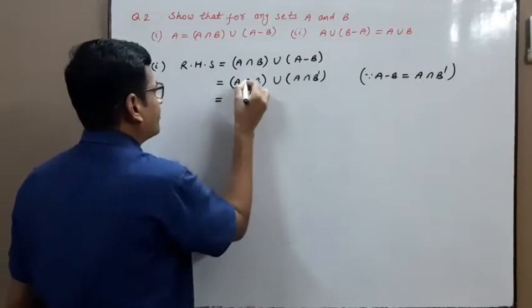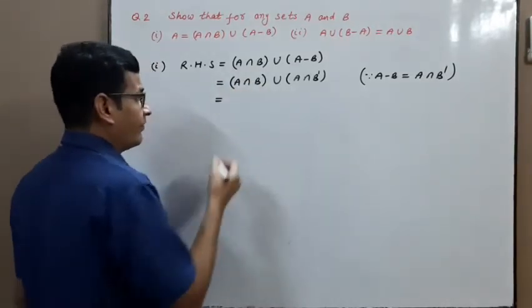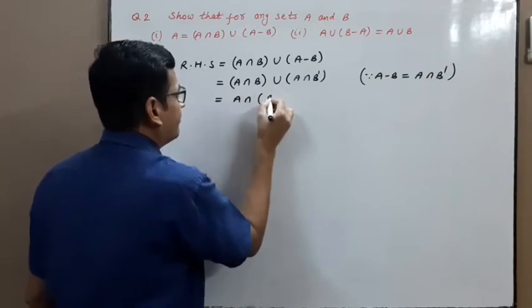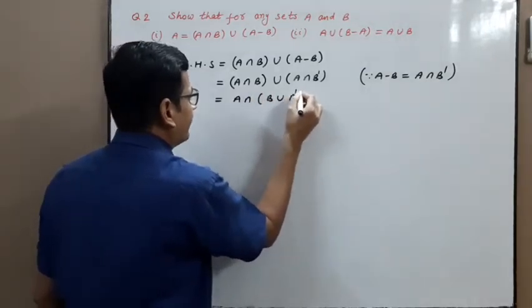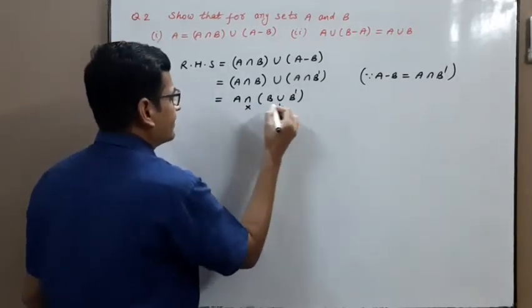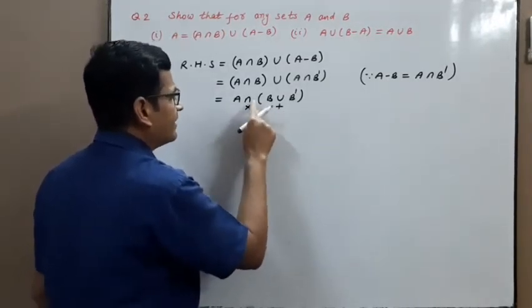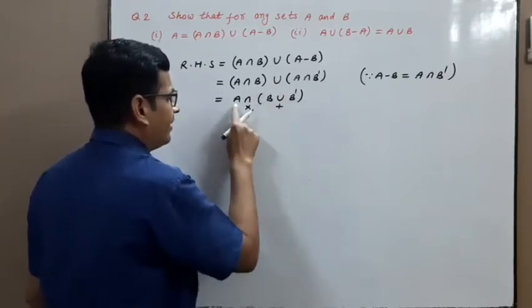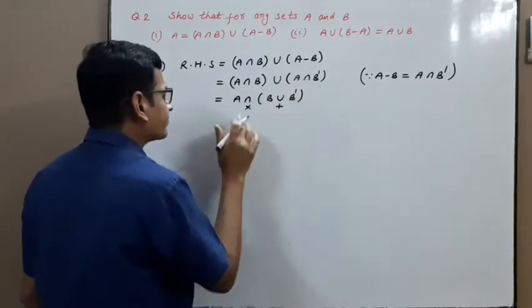Now apply reverse of distributive law. A intersection common. So inside we get B union B complement. You can cross verify also. Outside means into, or inside plus. A into B means A intersection B. Plus means union. A intersection B complement.